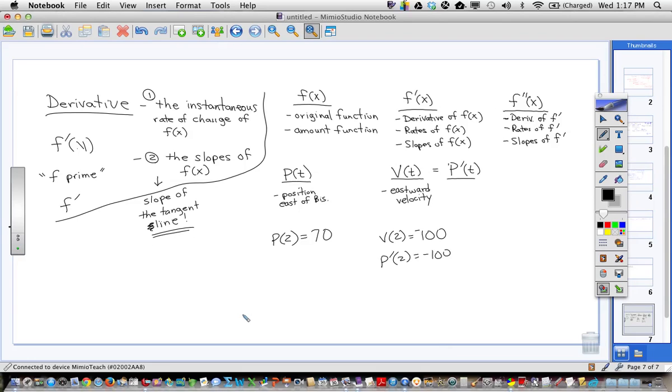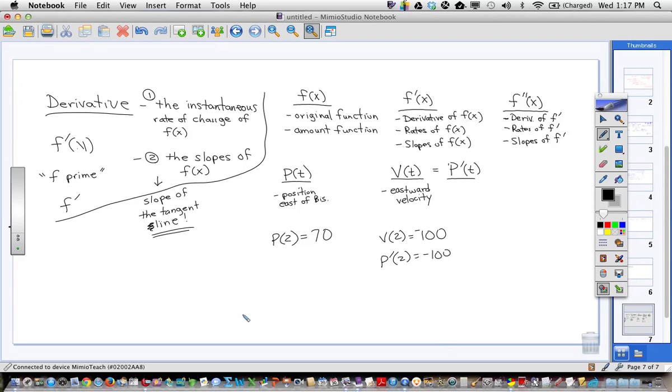Acceleration. If your velocity is changing, you're accelerating, right? Either slowing down or speeding up. And what are the units of that? It's miles per hour, the velocity units, divided by the x units. Miles per hour divided by hours.